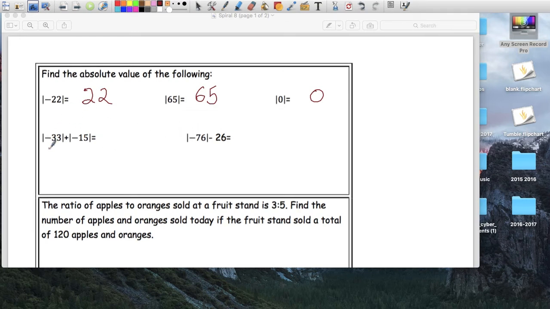For these two, you had to take the absolute value before you evaluated the expression. So the absolute value of -33 is 33, plus the absolute value of -15, which is 15. Now you can add these two and you get 48. The absolute value of -76 is 76. Minus, you don't have to take the absolute value here because they're not asking you to. 76 minus 26 is 50. Sounds good.